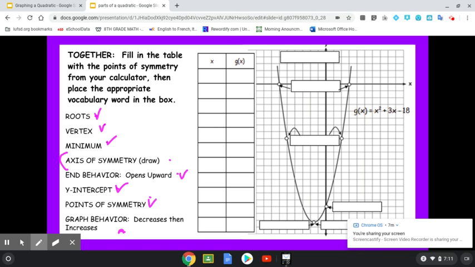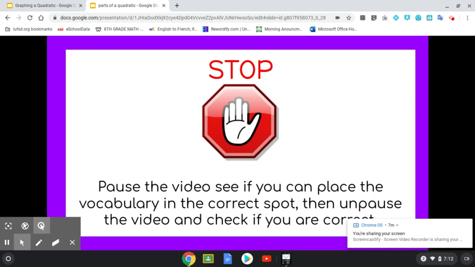And then when you're done with that, I would love for you to go into your calculator, graph that equation, and copy down the appropriate table that we would need in order to graph this. So I want to test your ability right now. We talked about a little bit of this stuff yesterday, and now I want to see how much you can match up from the vocab that we just did. So I want you to pause the video and see if you can place the vocabulary in the right spot. And then when you're done, unpause the video to see if you're correct.